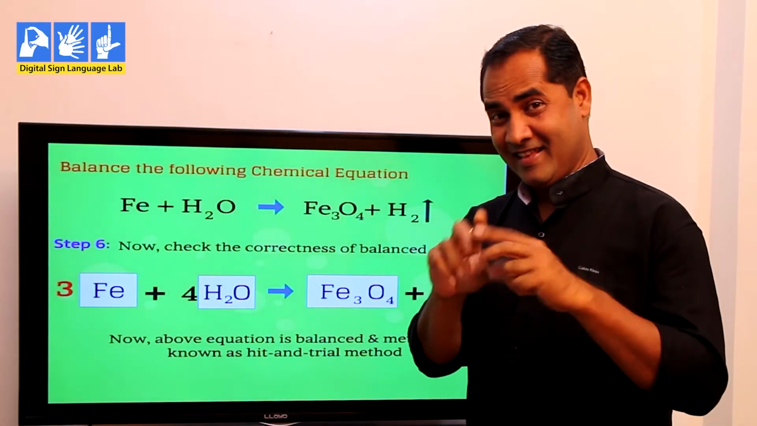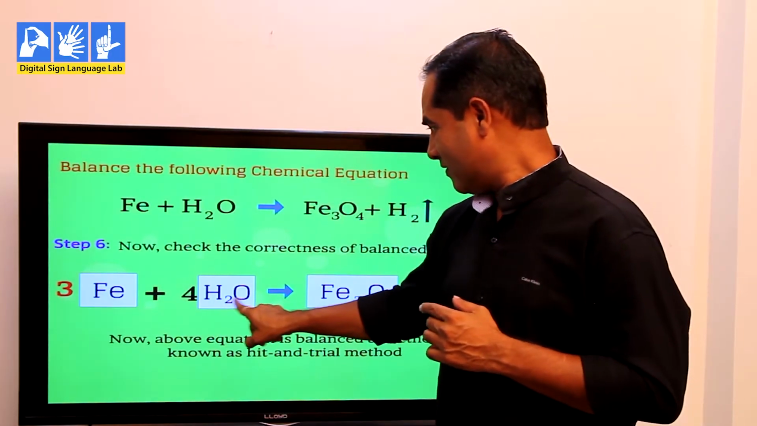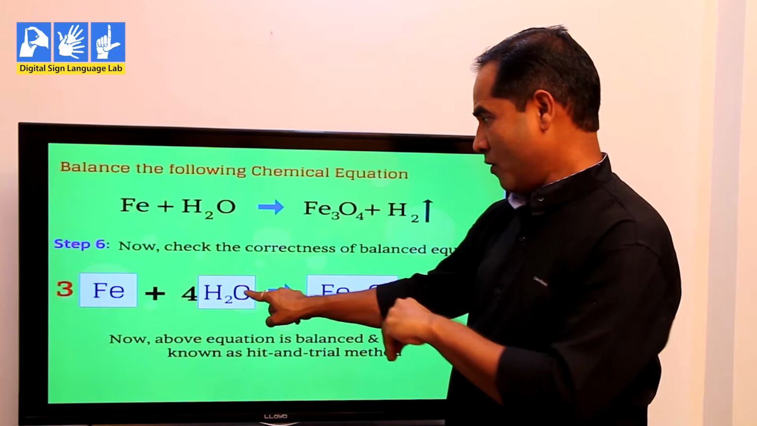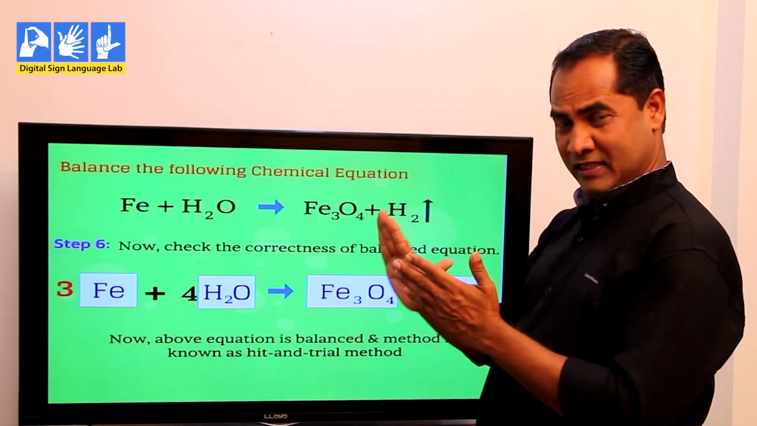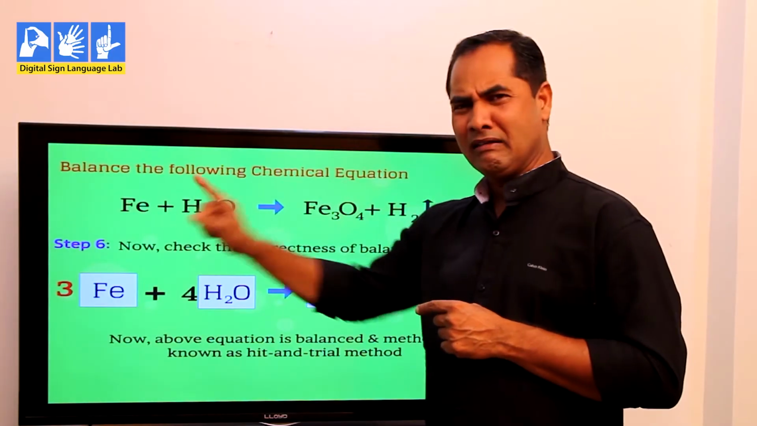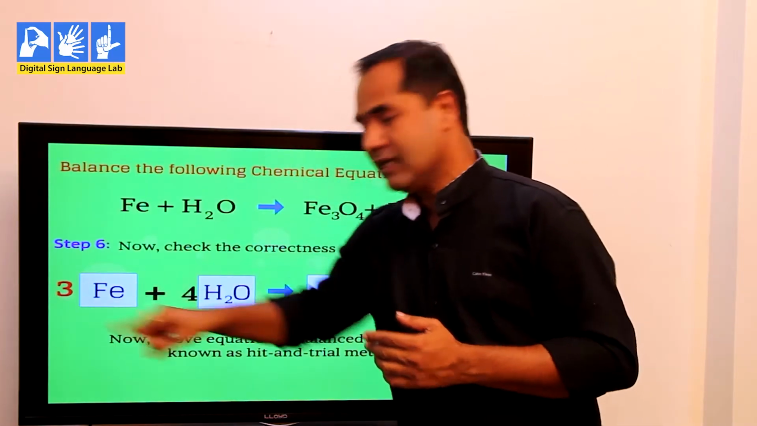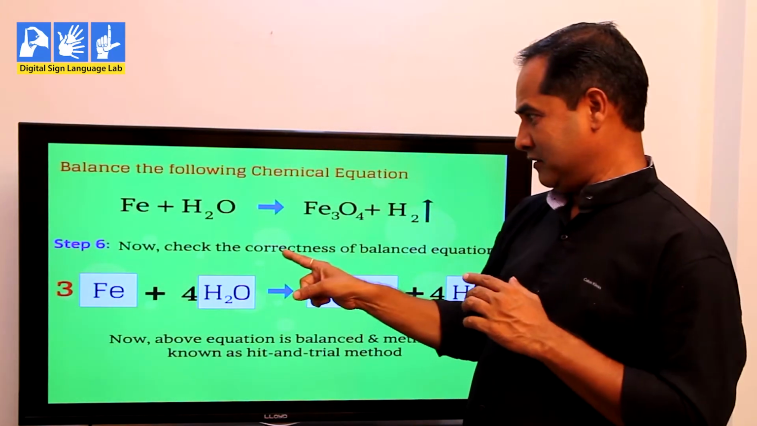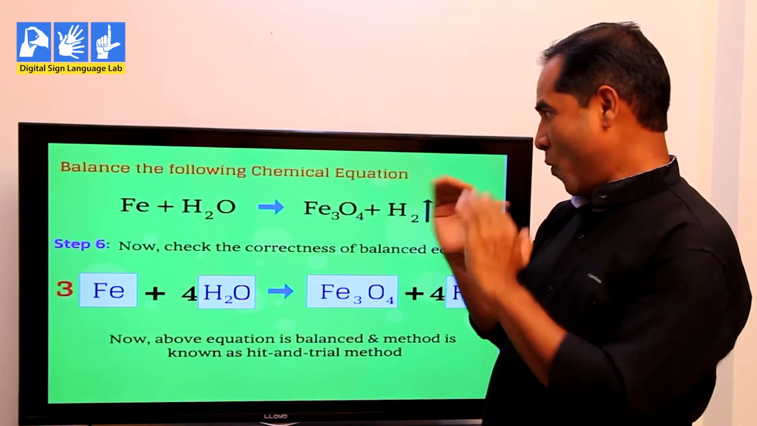So now we would balance iron, which is Fe. Oxygen was already balanced, O4, both RHS and LHS are equal. Now second, we would go for Fe or iron. So we'll add 3 to the left hand side, and iron is balanced now. Both sides, 3 atoms.